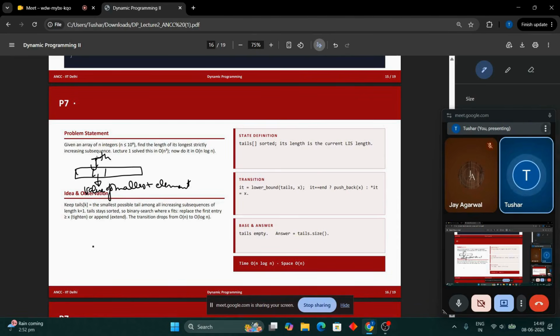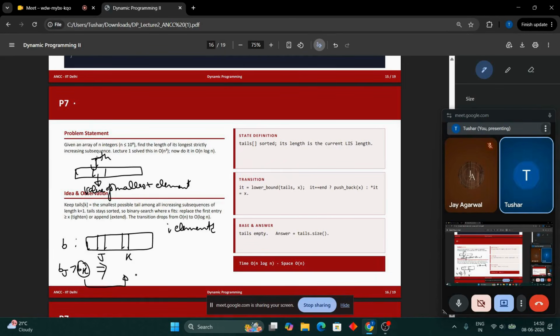Why? We can prove this by contradiction. Suppose I have processed i elements, and consider two indices of this array, index j and index k, and let us name this array b. If bj is greater than bk, this implies that there exists a smaller element. Bj is greater than bk, right?